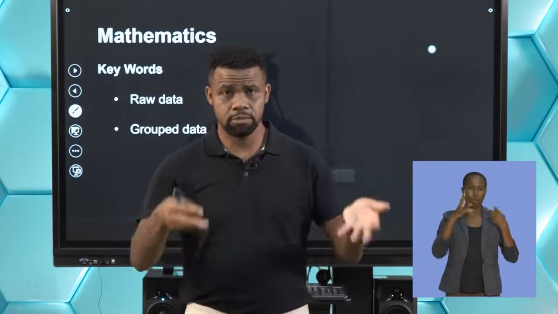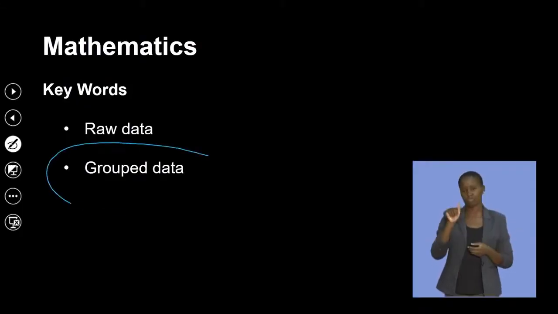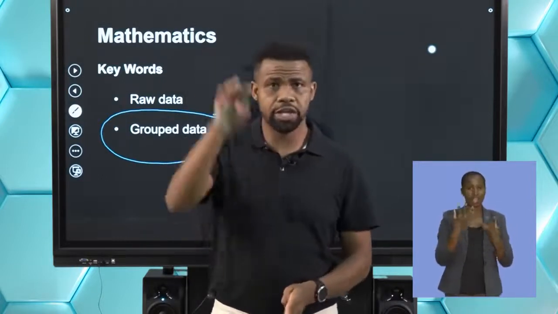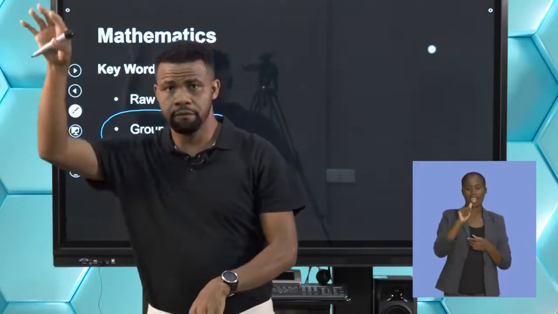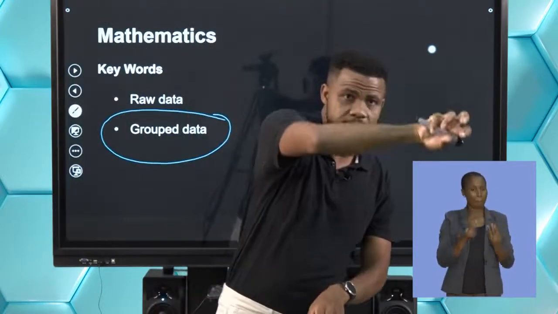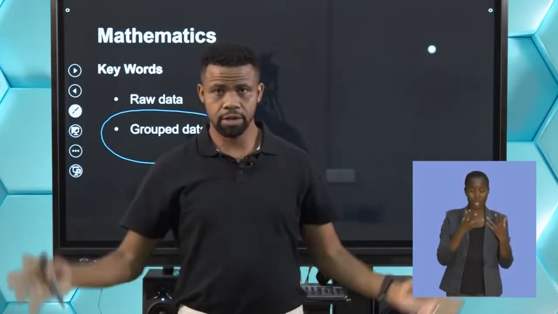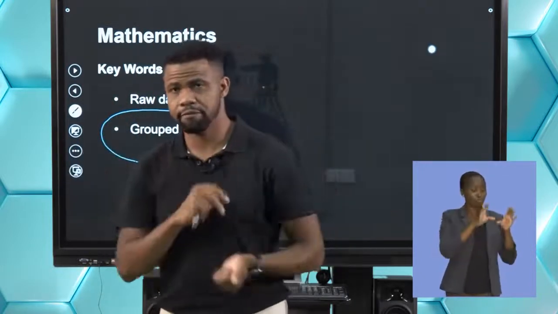Now, some of the keywords: raw data and grouped data. Raw data is like 1, 2, 3, 4, 5, 6, something like that. But grouped data is when data is grouped according to class intervals with tally or frequency. And remember, frequency is the total within that interval. Are we all together? Raw data is random numbers; grouped data is grouped with class intervals, tallies, and frequency.